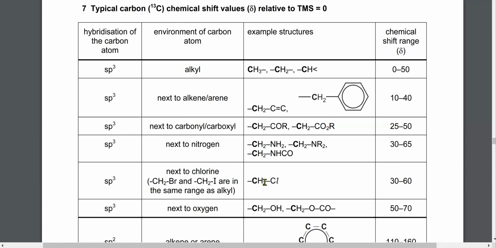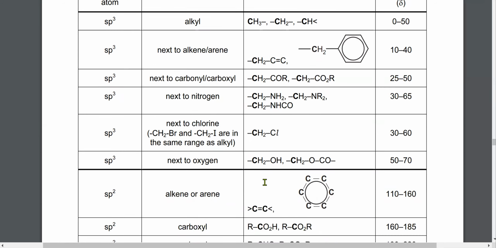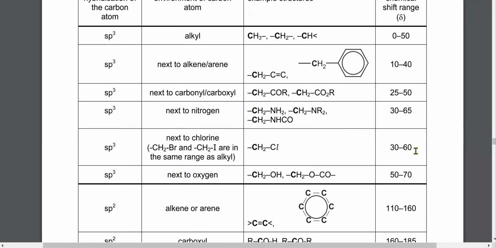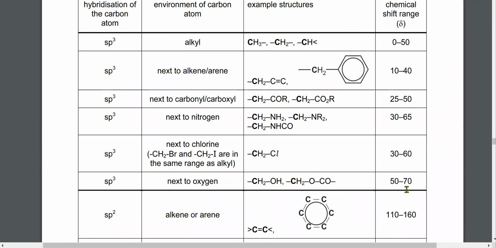So every type of carbon environment is provided. A carbon next to OH would be 50 to 70. Now the issue is that carbon 13 is to quite an extent useless. The reason is that if you look at all these peaks, they are all at very similar ranges. The first one is 0 to 50, the next one is 10 to 40. So how would you distinguish whether it's the first one or the second one? This one is 25 to 50, 30 to. All of them are overlapping.